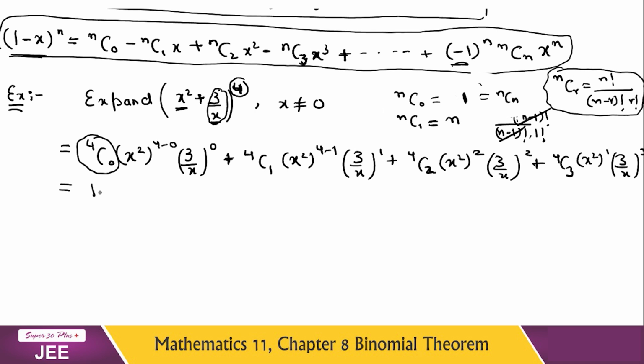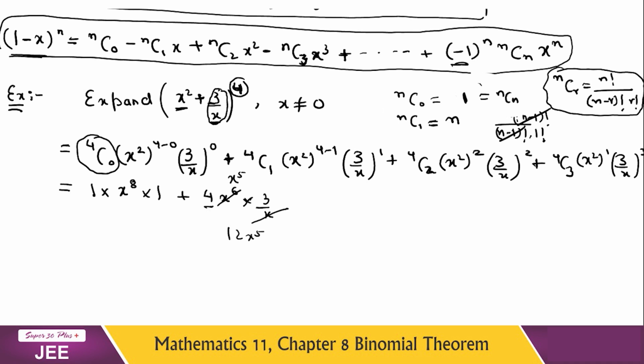Alright, so 4c0 will be equal to what? 1 multiplied by x square raised to the power 4 will become x raised to power 8, and this term becomes 1. So first term is x raised to power 8. Now 4c1 is equal to what? 4. x square raised to the power 3 gives us x raised to the power 6. 2 raised to the power 3 implies 2 multiplied by 3 and gives us power as 6, and 3 by x raised to the power 1 can be written as it is. Now this x gets cancelled off with x raised to the power 6, leaving x raised to the power 5. Alright, so the second term becomes 4 into 3, that is 12x raised to the power 5.